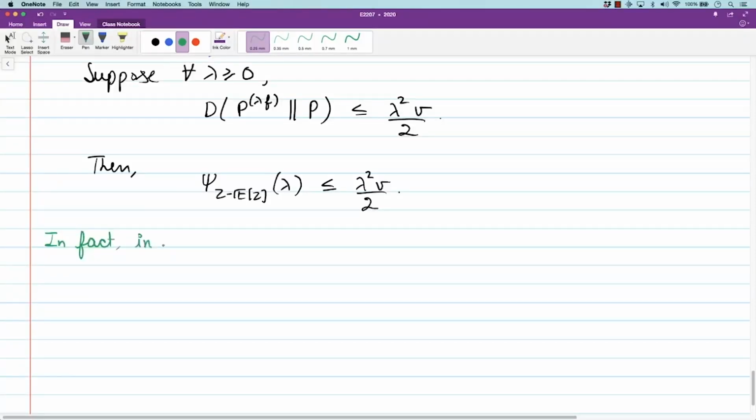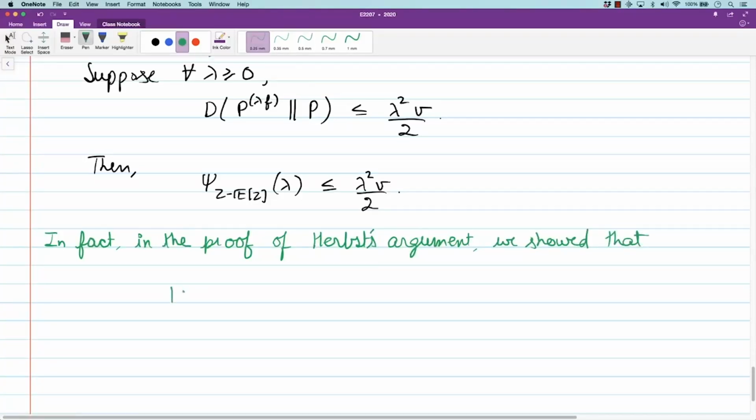In fact, the proof of Herbst's argument, we showed that this ratio of entropy, that's the divergence, this divergence is exactly equal to d by d lambda, which implies we can integrate over this divergence here.